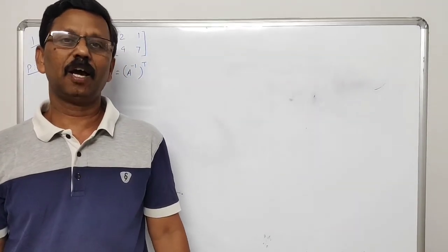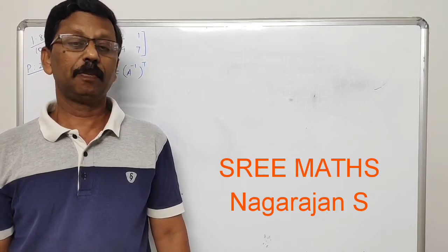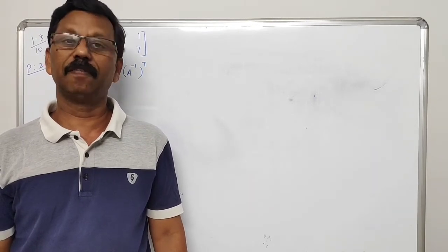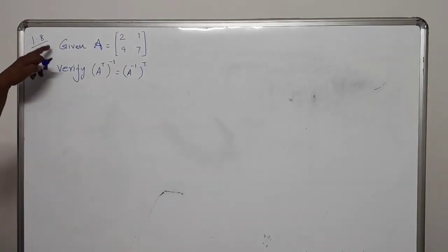Last class we have seen how to find the inverse of 2 by 2 and 3 by 3 matrices. Now let us verify the properties with the help of the problems which are given in our textbook. Now let us see first the example 1.8 given on page number 10. Now in the material the problem is 21.